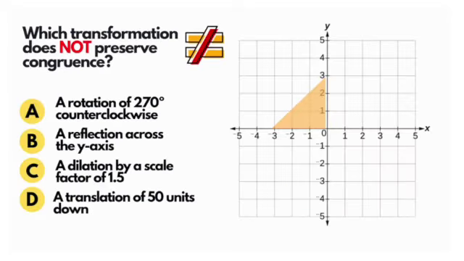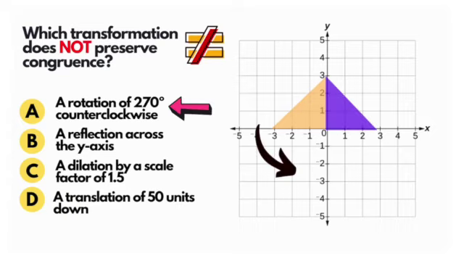So let's just set up a shape in the coordinate grid. I'm going to take a right triangle and put it right there on the origin at 0, 0, and then we're just going to rotate it, and we're going to use this shape to determine whether or not this shape preserves congruence. So let's start with a rotation of 270 degrees counterclockwise.